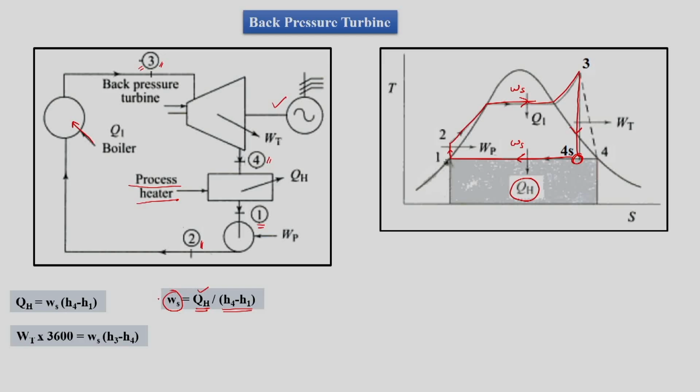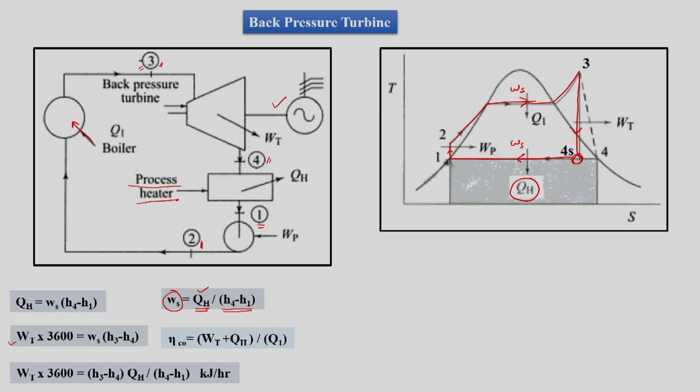But along with supply of this steam for the QH heat process, we have Wt as the turbine work output, and that is H3 minus H4 into Ws. Then we have turbine output in terms of kilojoule per hour, where we just replace Ws by this formula, which is QH upon H4 minus H1.